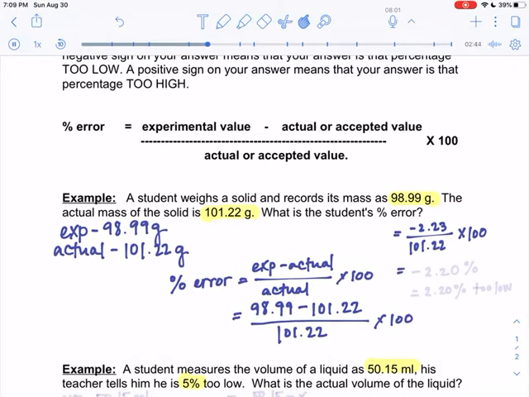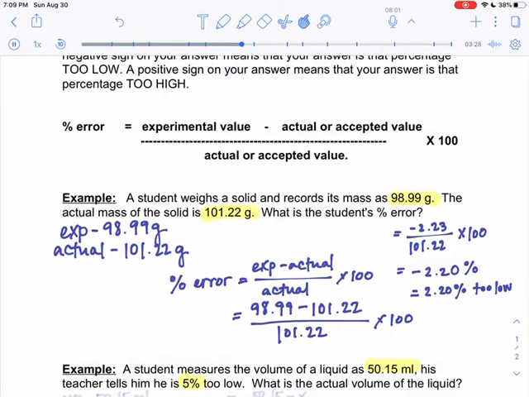And when you plug this into the calculator, you end up getting negative 2.20. And that will be a percentage because that is your percent error. Now, percentages are not normally negative. They are usually an absolute value, so that means that they're all positive. This negative sign just means that the percent error was 2.20% too low. So really, we could rewrite this as 2.20% too low, and that would be our answer.